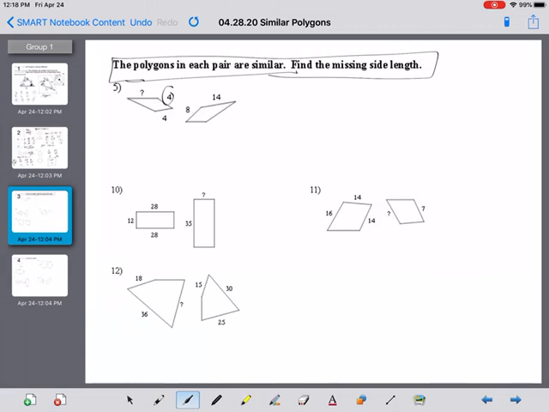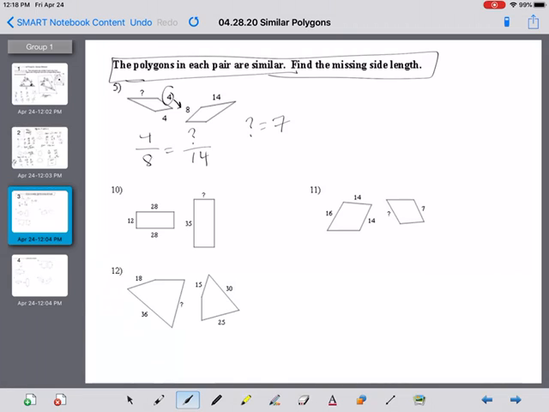So let's see. In these kites, this 4 corresponds to the 8, and the question mark corresponds to the 14. So then for the question mark, you can use cross multiplication. In this case, you can just see the 4 is half of the 8. So question mark equals 7. It's half.